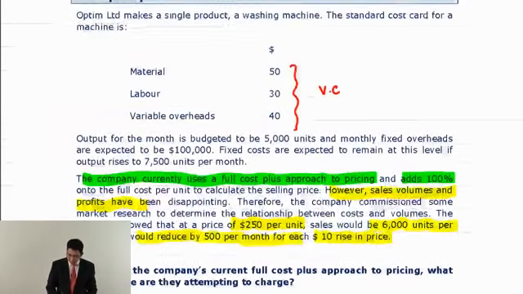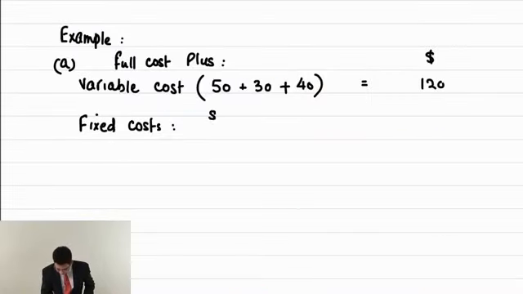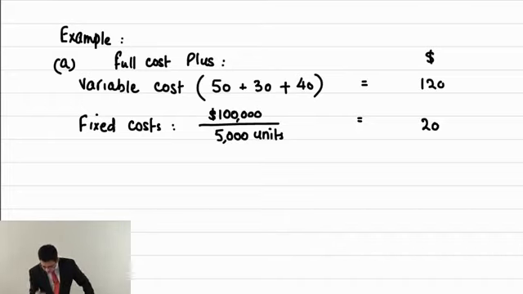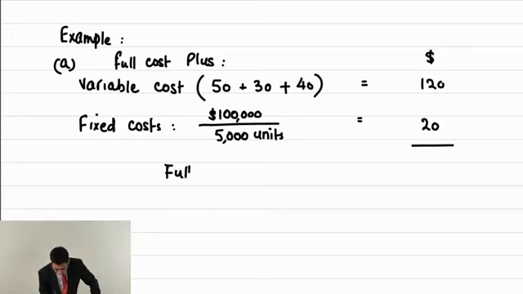Now here is the fixed cost. What we are given about the fixed cost is that the company is spending $100,000 and the normal budgeted level of activity is 5,000. So 100,000, remember absorption costing, budgeted overheads divided by budgeted activity, 5,000 units. And you can see it works out to $20 of fixed overheads and the full cost comes to $140.